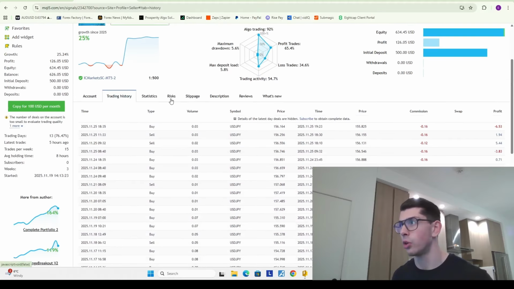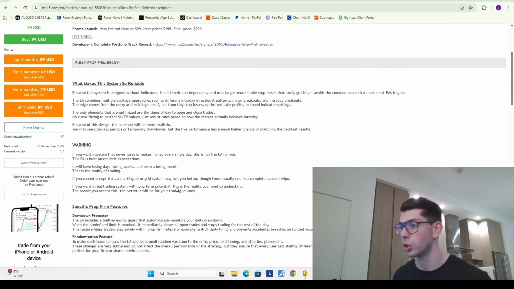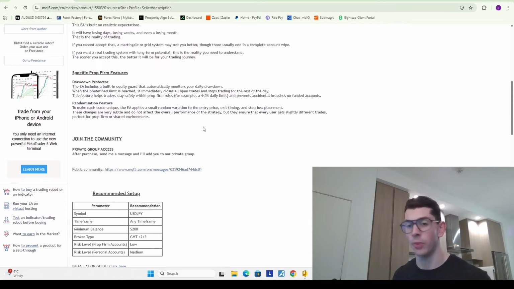So yeah, so far looking really good here. Signals looking solid. It's a nice mix of winners and losers. And I think it's probably based on a similar premise as the prop firm gold EA.